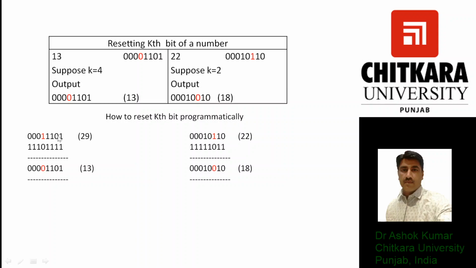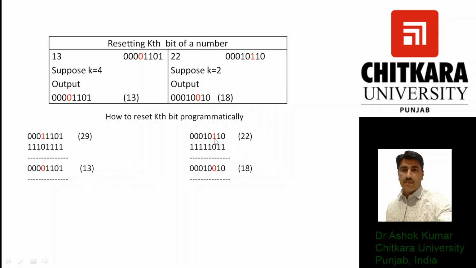So what we will do, we'll AND this number with this number and you will get the result. Here keep in mind we need to perform the bitwise AND operation. So after the bitwise AND operation, the kth bit will be reset as shown over here in red color, and the corresponding number is 13. So if you reset the fourth bit of 29, then the resultant number will be 13.